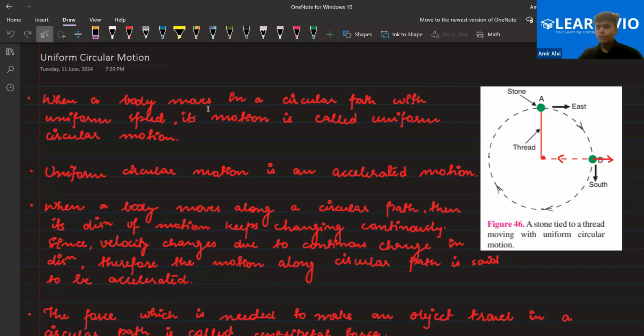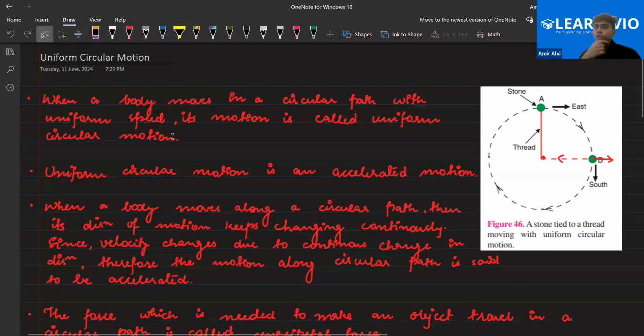Because in the velocity part, we have seen that velocity depends on two factors: magnitude, meaning speed, and direction. If either of them changes, the velocity will change, because velocity is a vector quantity. So if speed is constant but direction is changing, that is also an accelerated motion. If direction is not changing but speed is changing, that is also accelerated motion. Is this clear to all of you? In this case, only direction is changing, and the speed is constant.